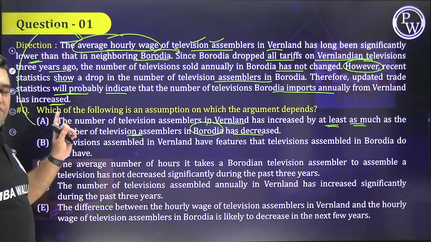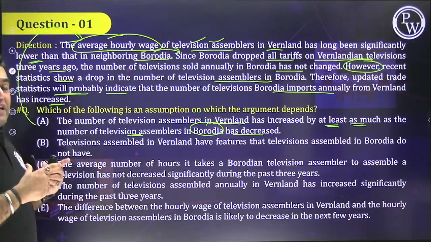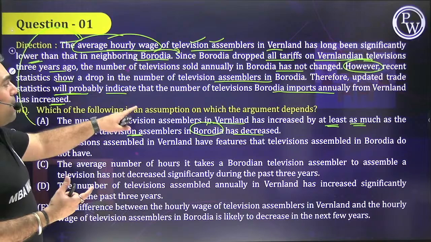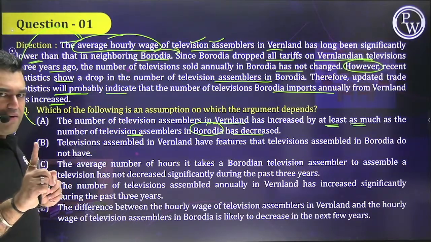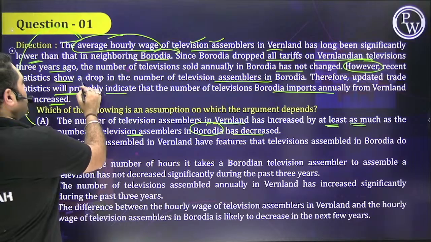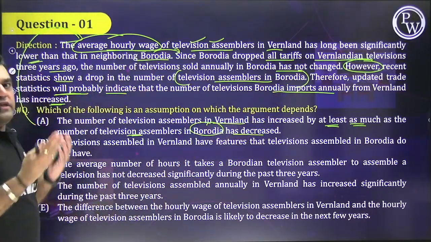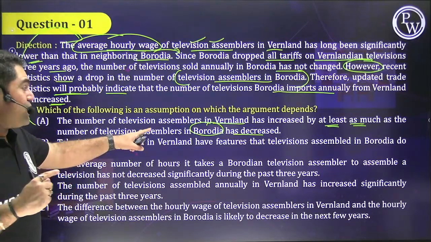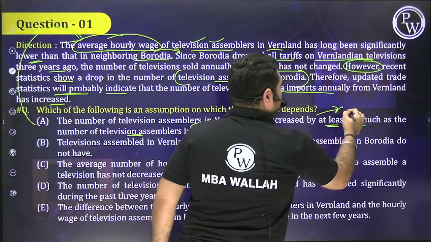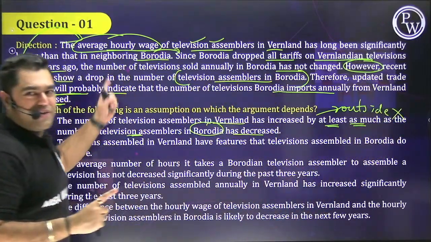We just know, we don't know whether television assembling in Vernland is the same as television assembling in Borodia. So yahan pe if you assume a linear relation, that's not fair. While you are saying that the number of television assemblers in Borodia has dropped, yahan pe if you are assuming, then Vernland may have increased same rate pe. That means you are having an outside assumption, which is dangerous. No, it has to stick to the passage, people.